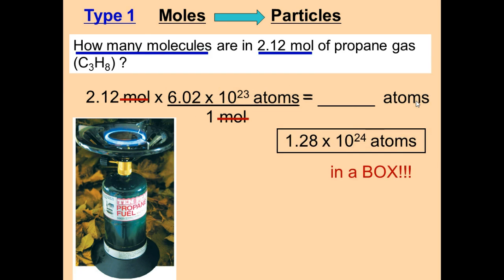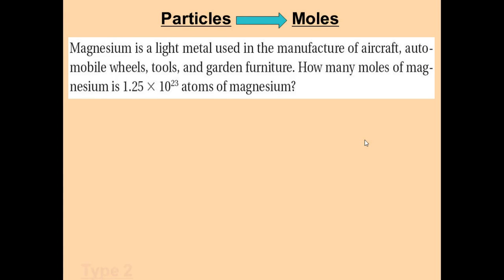And you punch this into your calculator. And it's always important to put parentheses around this whole expression, because we have to do 6.02 times 10 to the 23rd before we multiply with this. So always put parentheses around these scientific notation little abbreviations. And so we get 1.28 times 10 to the 24th atoms in 2.12 moles.